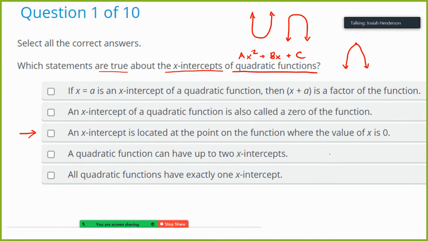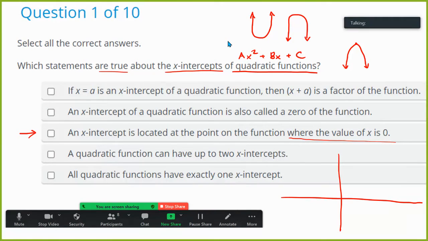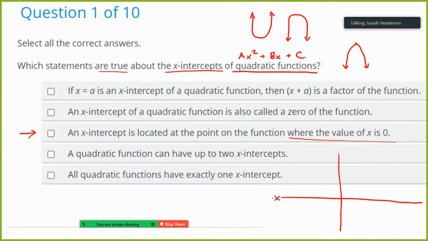Let me draw a picture here to demonstrate what's going on. Where the value of x is 0. So let's say we had a quadratic graph. X is 0. Remember, the x-axis is our horizontal one, of course. So on that x horizontal ruler, it's 0 right in the middle, right? They both are. Y and x are both 0 right here.